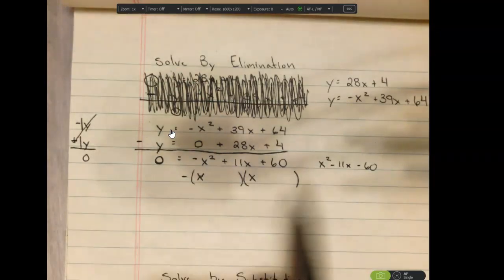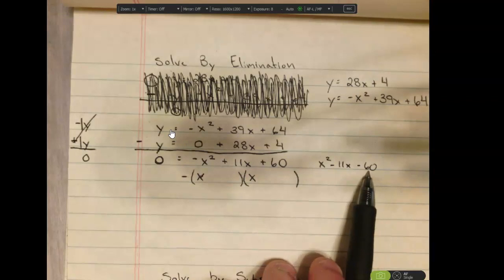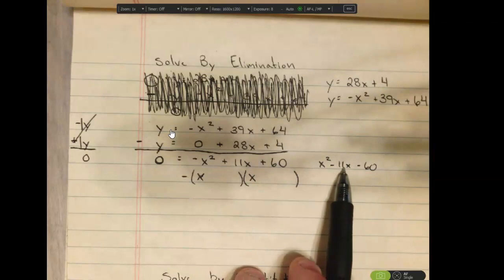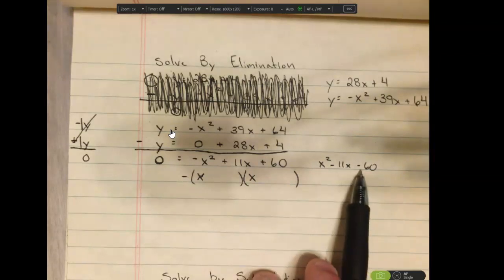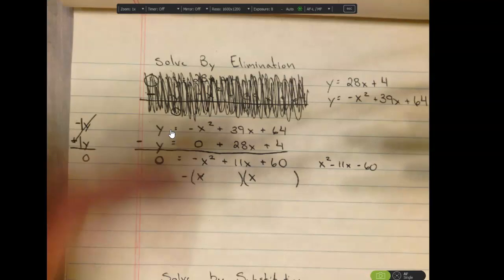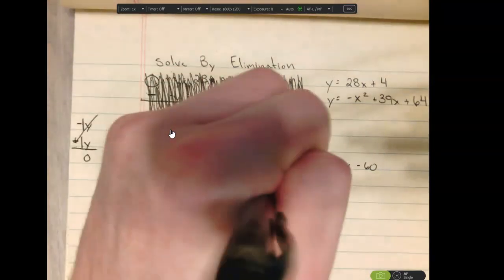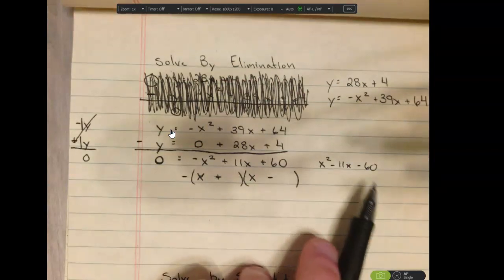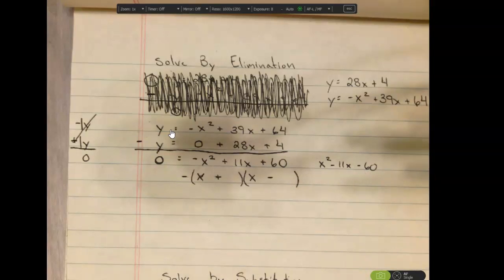Now I'm looking for, okay, what two numbers, when multiplied, give me negative 60, however, when they're added together, give me negative 11. Well, I know that the only way to get a negative, guys, is with a positive and a negative, because a positive number times a negative number is negative. So what two numbers can I multiply together to give me 60 and then add together to give me negative 11? And that's actually going to be 15 and 4.